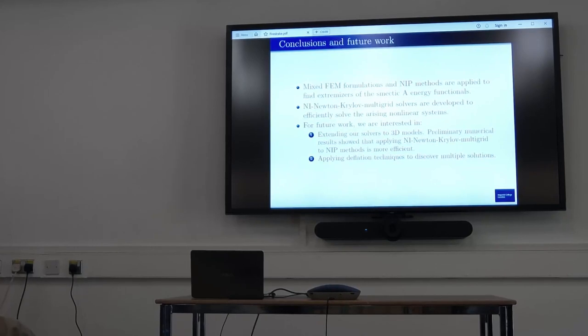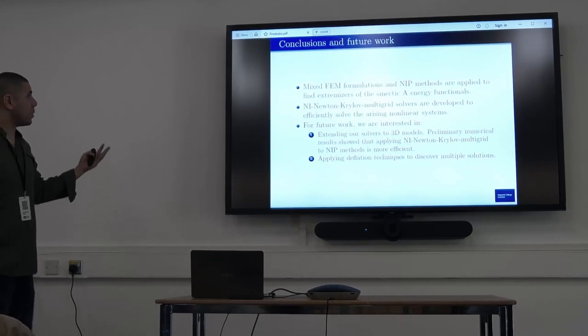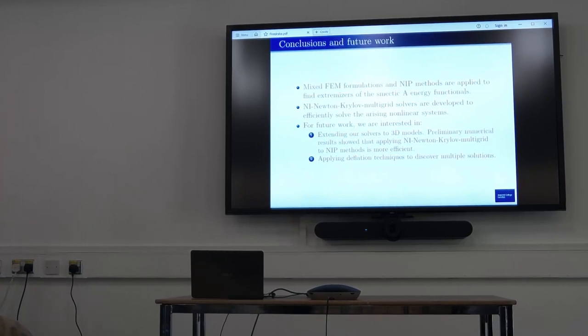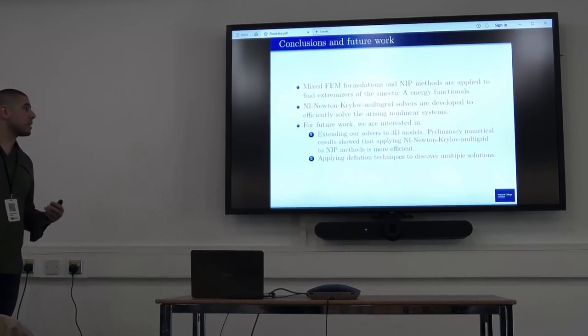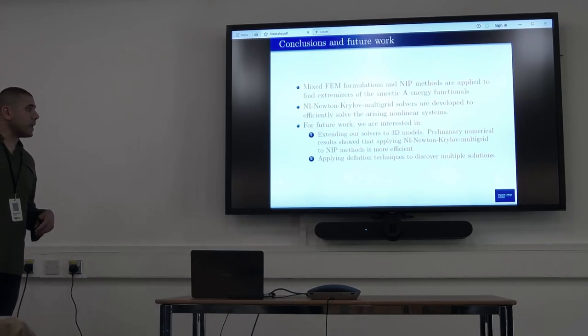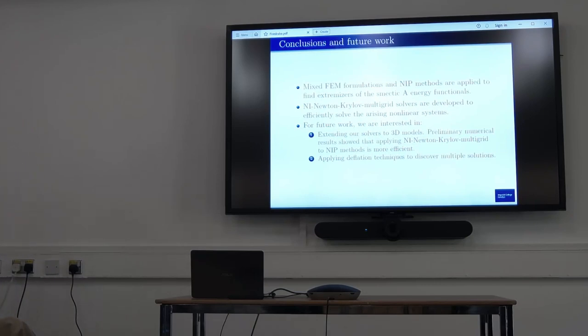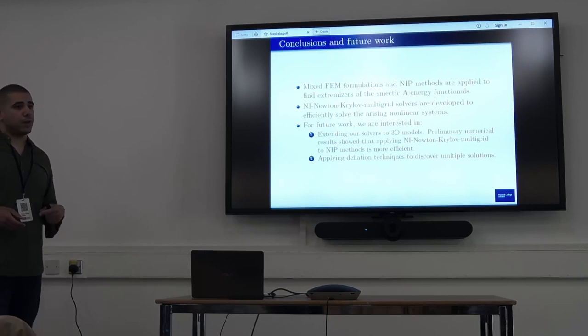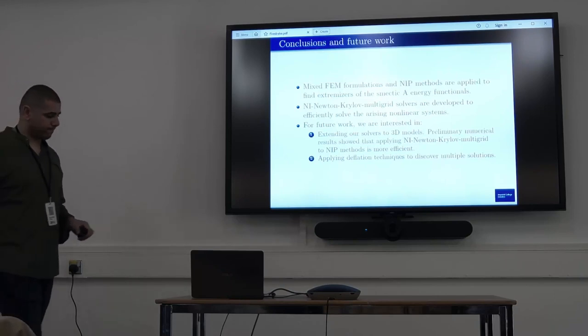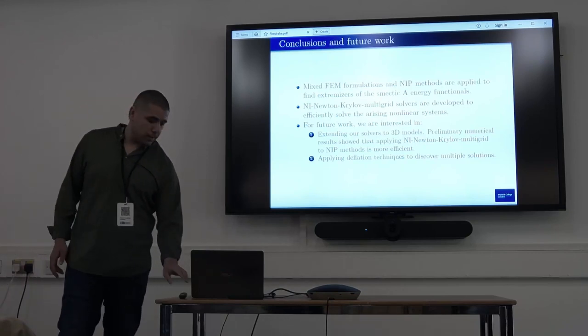And final conclusions and future work. So we applied mixed finite element formulations and non-symmetric interior penalty methods to find extremizers of smectic A energy functionals. We developed a nested iteration Newton-Krylov multigrid solver. For future work, we are going to extend our work to 3D and apply deflation techniques to discover multiple solutions. And thank you.